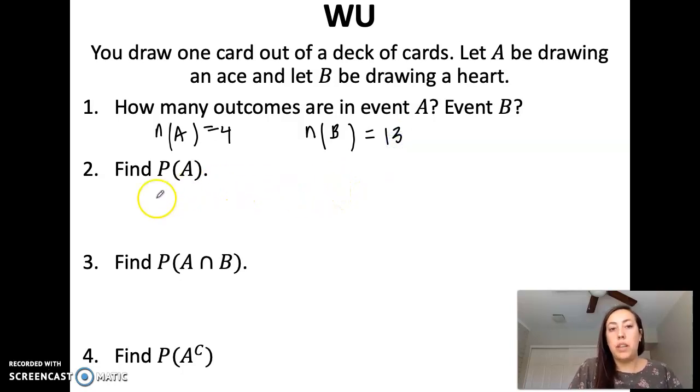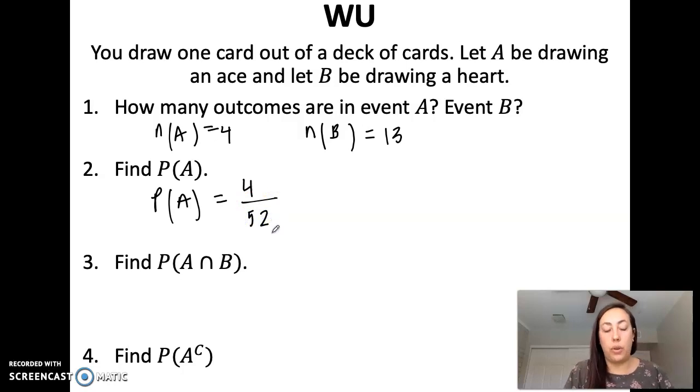So to find the probability of event A, the probability of drawing an ace, there are 4 ways we can draw an ace out of 52 cards total. Okay, so that would be 1/13.